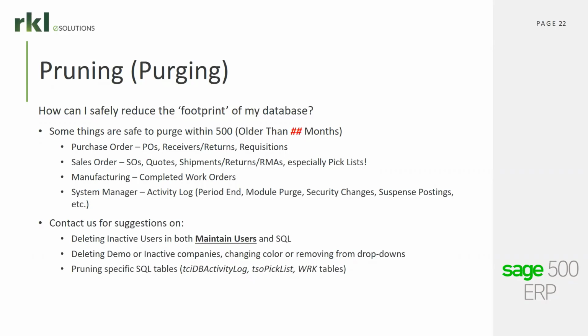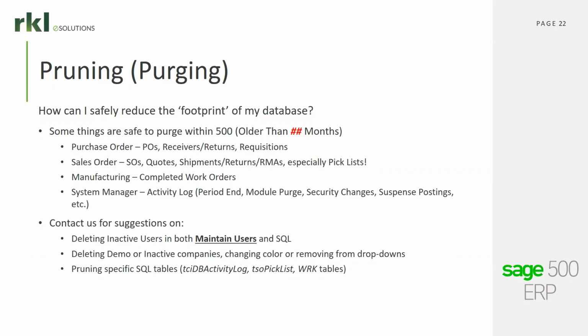Deleting inactive users: remove them from Sage first so that they can't log in. There are a couple of places where that ID can still be visible. If you remove it from just Sage, you'll still be able to see the user ID within SQL. It's good to get rid of them out of SQL eventually, but you might not want to do it immediately.